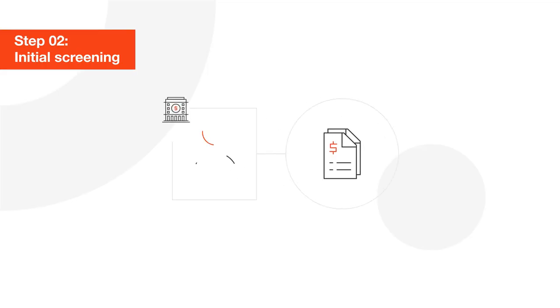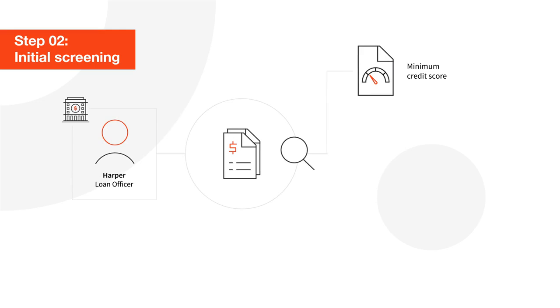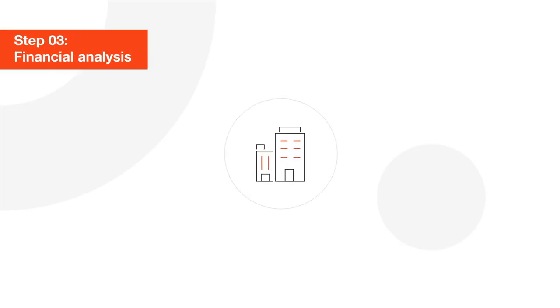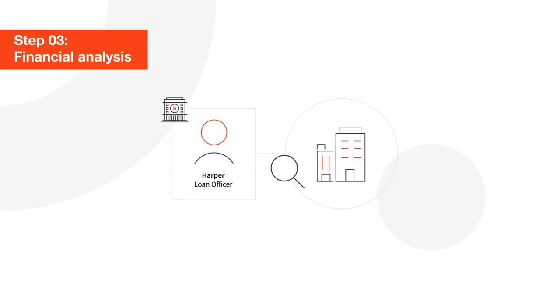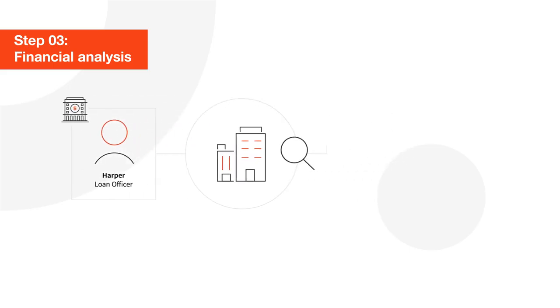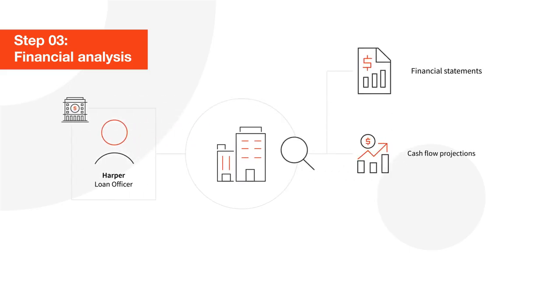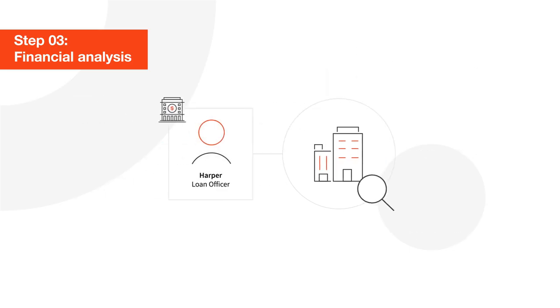In this step, a loan officer, say Harper, takes a closer look at the application to ensure they meet the institution's basic requirements, such as the minimum credit score, required financial documents, and appropriate loan purpose. Once done, the next step is financial analysis, where Harper performs a thorough analysis of the applicant's business, including evaluating financial statements, cash flow projections, and existing debt obligations. Basically, Harper wants to make sure that the business is a solid candidate for a loan, and that they're likely to pay back the money they're borrowing.